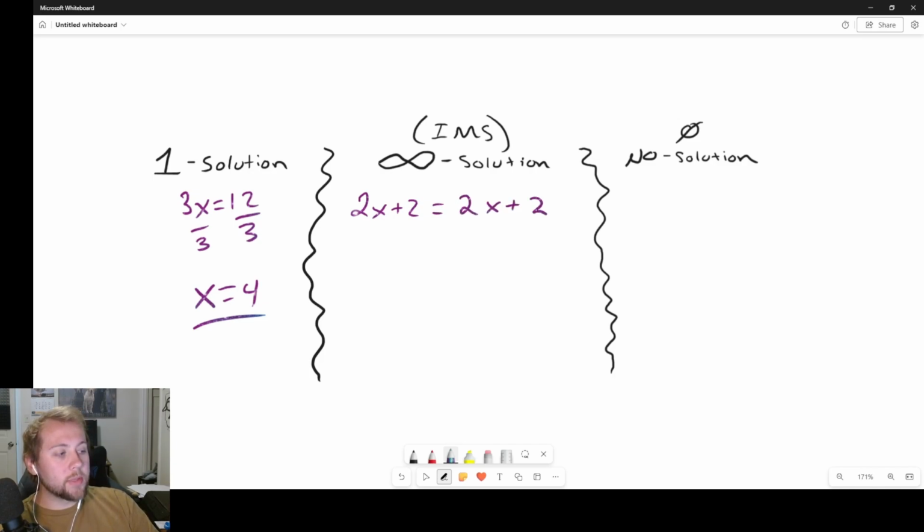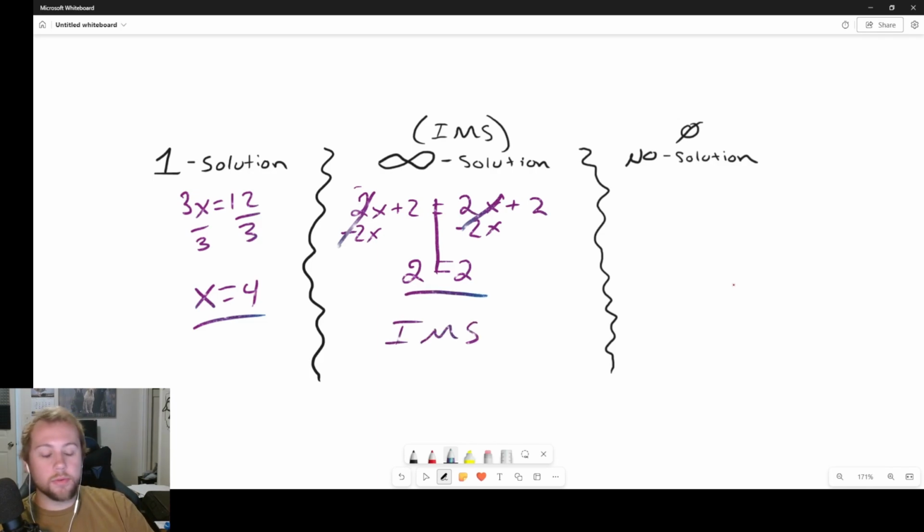So if I have something like this, and I solve this, I move my variables, so I subtract 2x on both sides, I get 2 is equal to 2. Your variables are going to cancel out in this situation, and you'll get something that is true. That's infinitely many solutions, or infinite solutions.